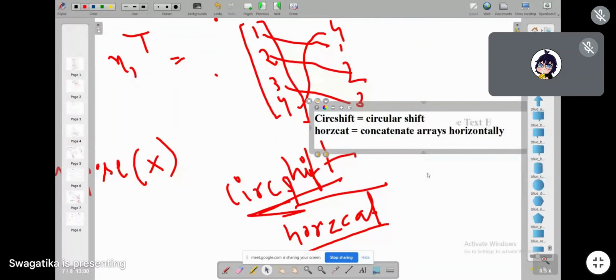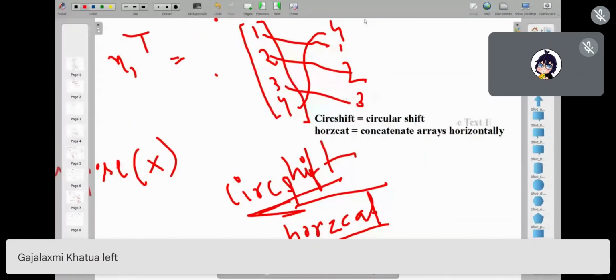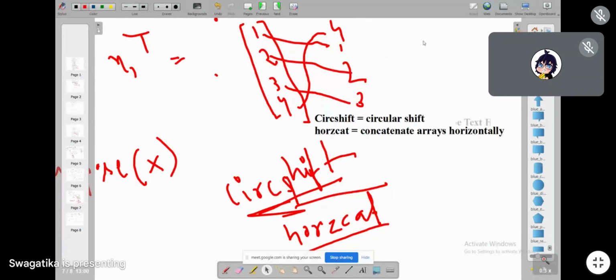Now horzcat will arrange this 1 2 3 4. Then you will put horizontally 4 1 2 3, then again 3 4 1 2. That will be arranged horizontally. For that you will use horzcat, and circular shift will be needed for this shifting. Clear?